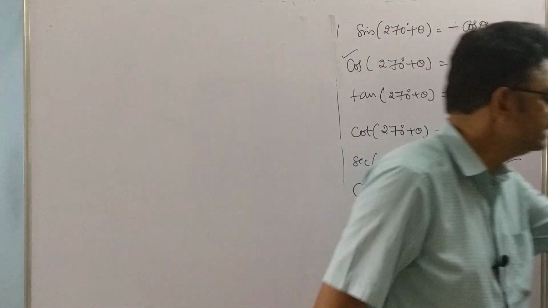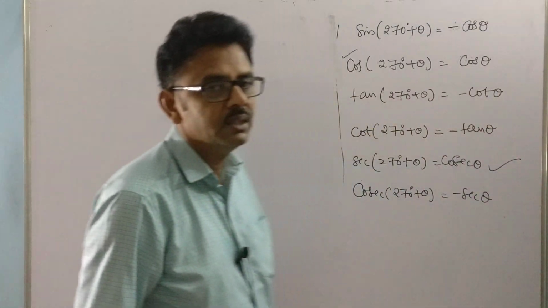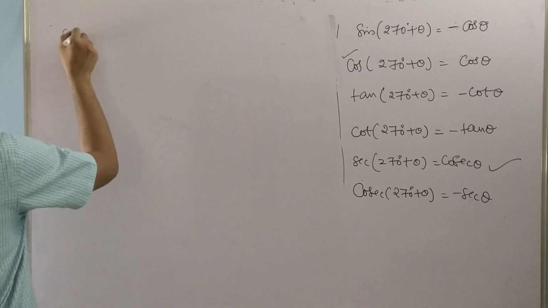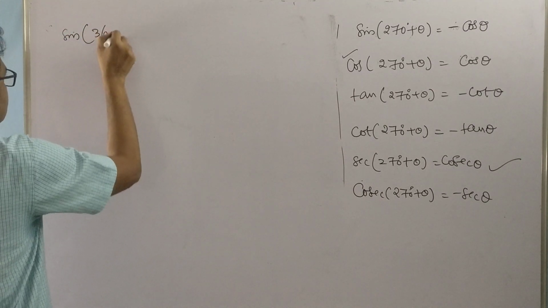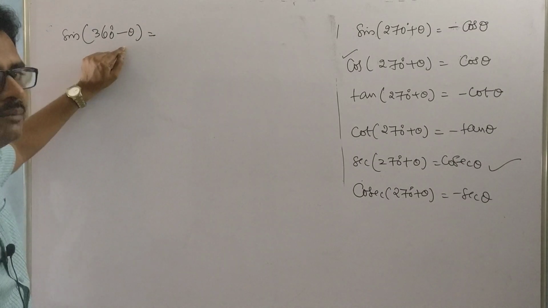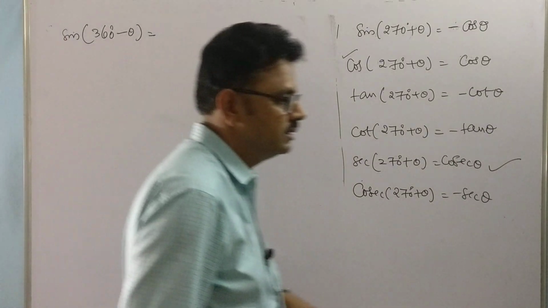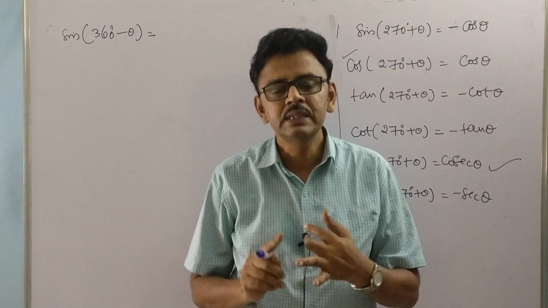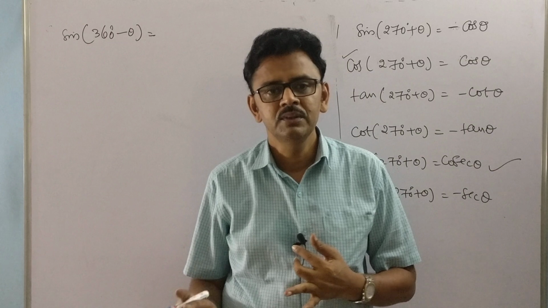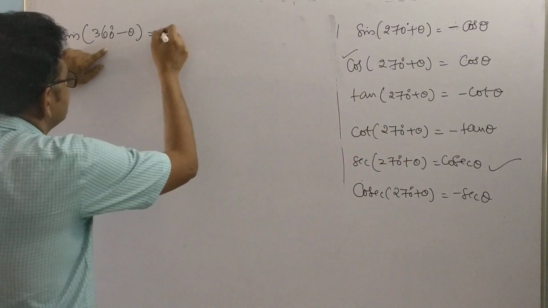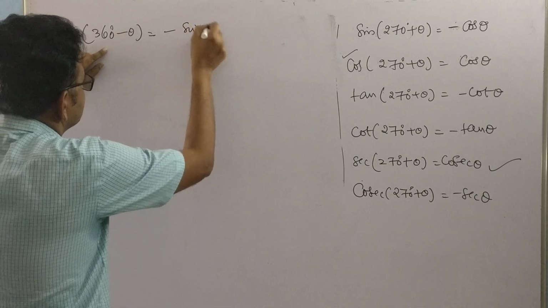And next, 360 minus theta, which also lies in the fourth quadrant. Sine of 360 degrees minus theta is equal to, 360 minus means what? That is the fourth quadrant. In the fourth quadrant only cos and secant are positive and the remaining are negative. So for this, sine of 360 minus theta is minus sine theta.